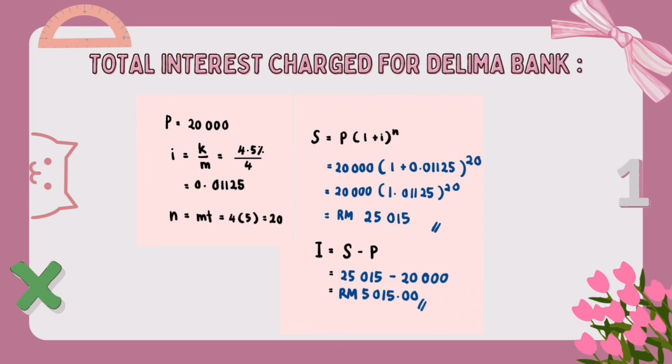S is 25,015 ringgit. I equal to S minus P. S is 25,015 minus 20,000. The answer of I is 5,015 ringgit.